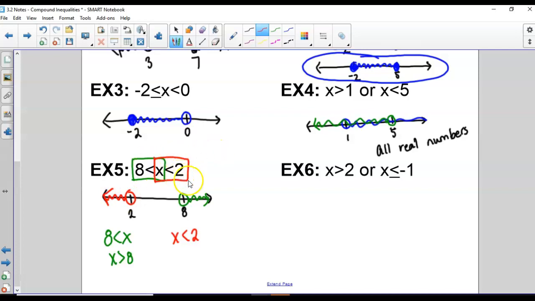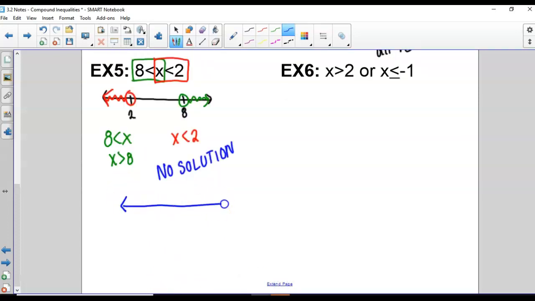So whenever I do that, remember this is an AND problem, and when we have an AND problem, we're looking for where the two graphs or two inequalities overlap. These do not overlap at all, so this would be no solution. And the graph would just be, if you had to graph it, which you can't really graph this, it would just be an empty number line because none of those are solutions.